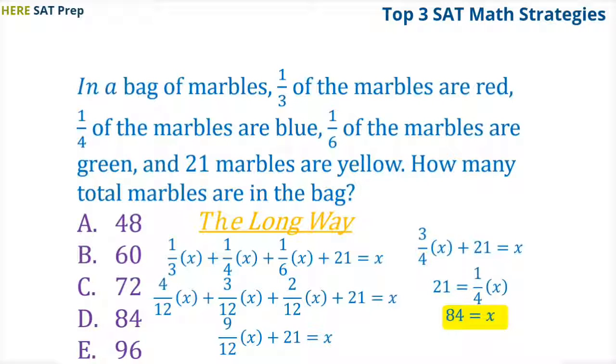Then we would have changed the fractions to common denominators to get 4/12x plus 3/12x plus 2/12x plus 21 equals x. Then we would have combined the like terms to get 9/12x plus 21 equals x, which simplifies to 3/4x plus 21 equals x. Then we subtract 3/4x from both sides to get 21 equals 1/4x. And finally, we multiply both sides by 4 to get x equals 84, which is our answer, but that took a lot longer than just using the answer choices.